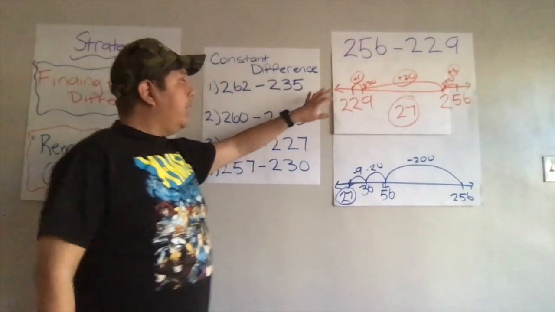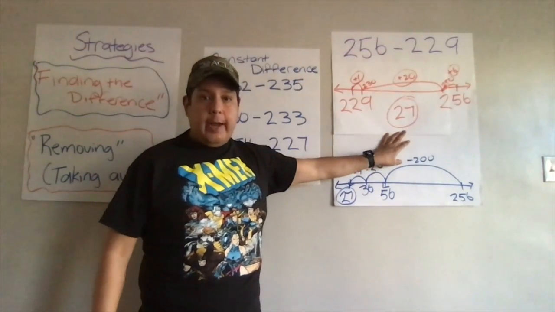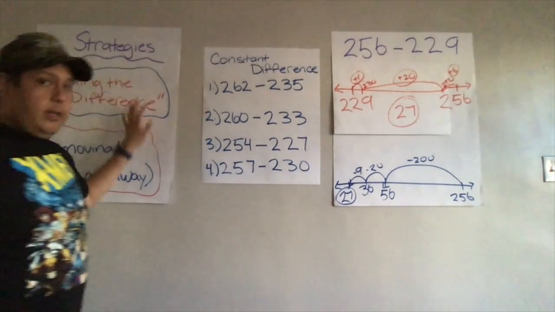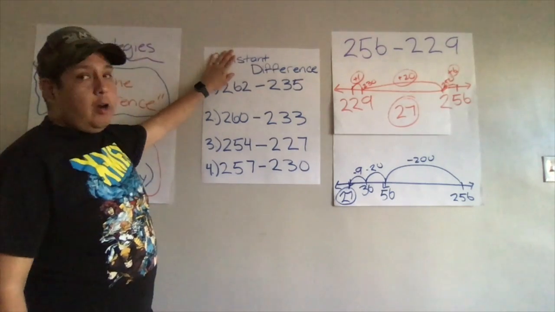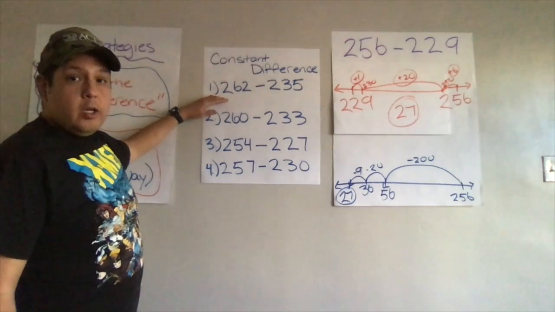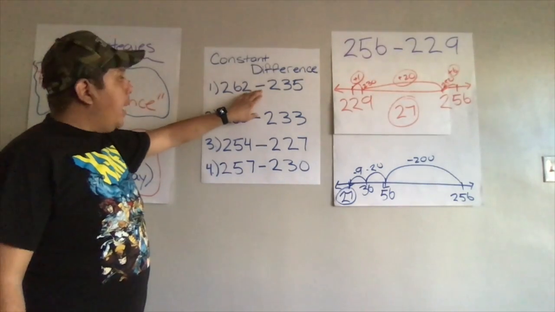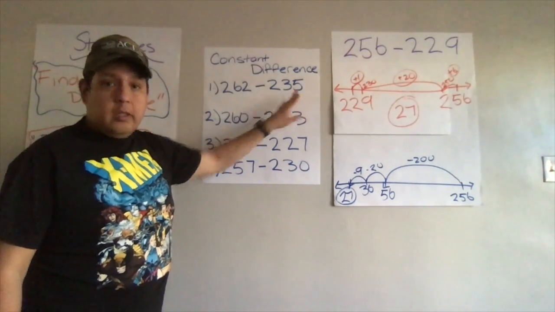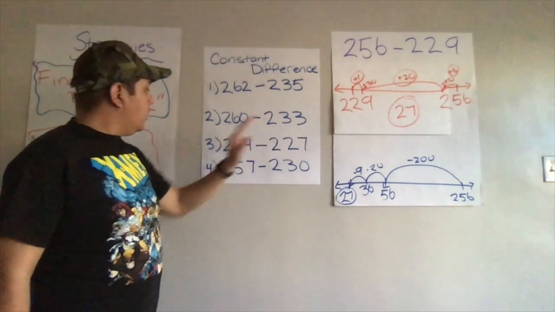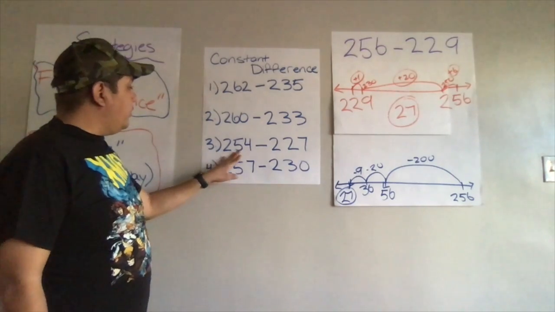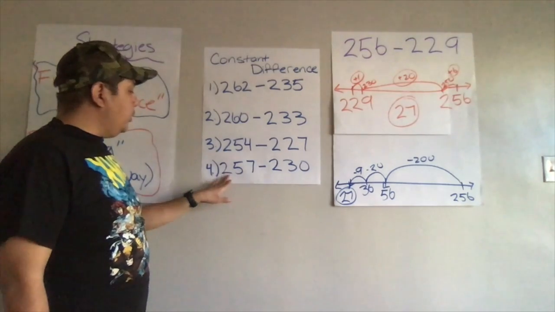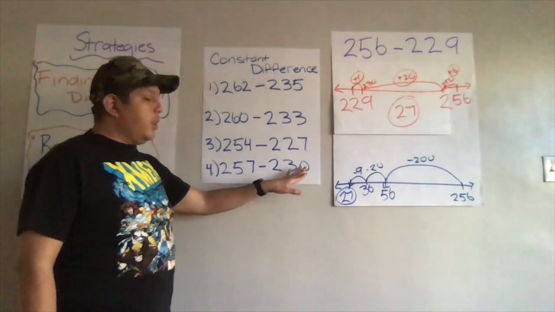I should move this way. That we started off with, okay? I have left out the two names of the strategies that we have worked on. And now these are our problem strings. So I want you to start off with number 1. First one is 262 minus 235. Number 2 is 260 minus 233. Number 3 is 254 minus 227. And number 4 is 257 minus 230.